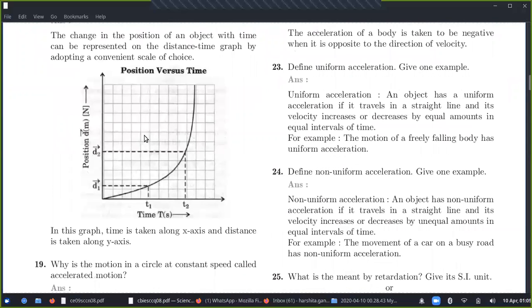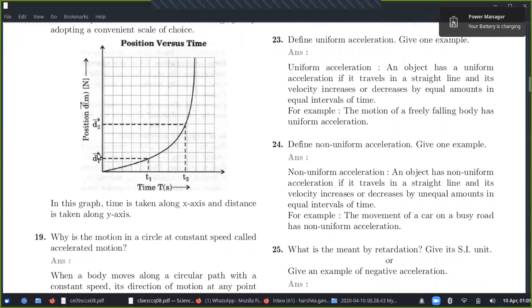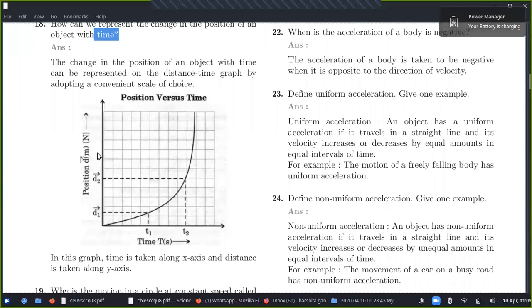Okay, so in this graph, time is taken along the x-axis and distance is taken along the y-axis. So here you can see a non-uniform graph. At a time t1, the distance or the position is d1. At a time t2, the distance is d2. Okay, so that is how you can plot a graph, and you can represent the change in the position with time.